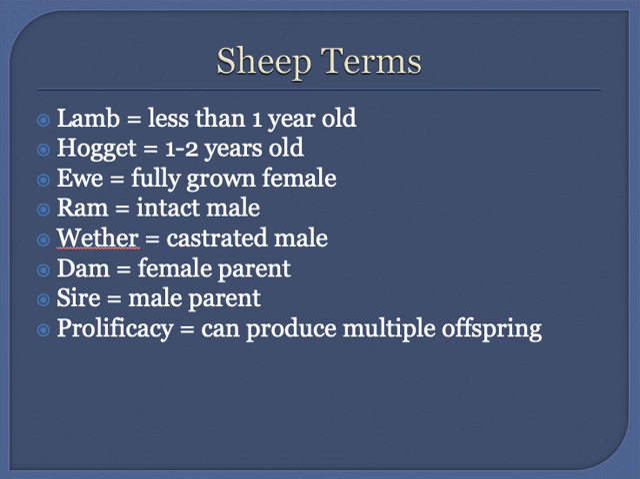And then we've already come across a dam, meaning a female parent, a sire, meaning a male parent, and prolificacy. I think we've mentioned before, but it's particularly important when we talk about sheep. If a breed is described as prolific, it means that they're likely to produce multiple offspring, and that's very important in sheep production. You'd like all of your pregnant ewes to be carrying twins if possible.